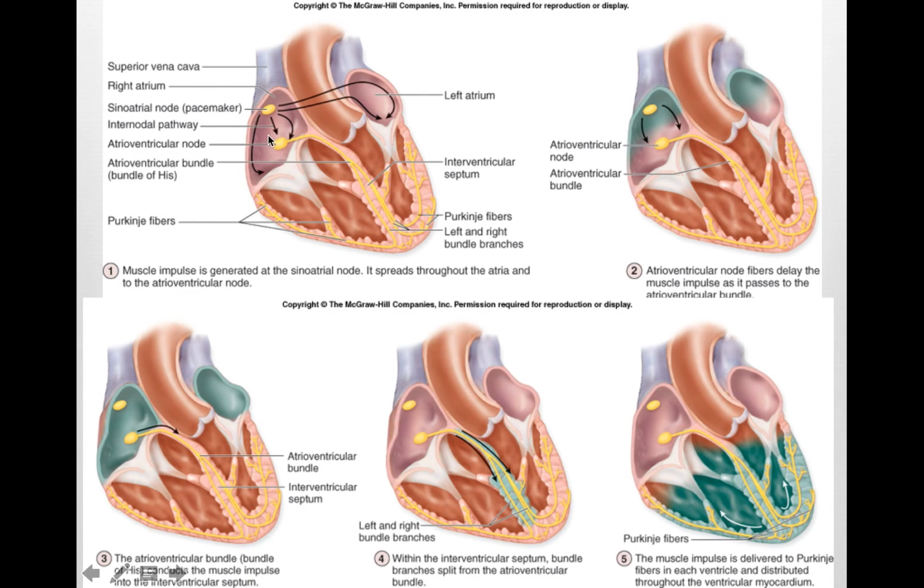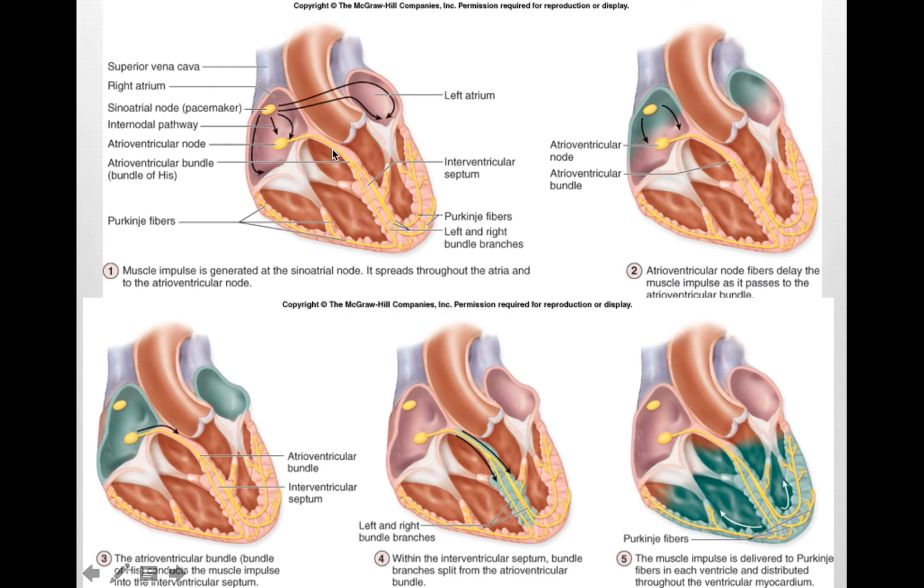So here's the SA node here, and it's up in the wall of the right atrium, okay? And via the internodal conduction pathway, that initial pace, the initial heartbeat initiation, is going to be sent from the SA node, the sinoatrial node, to the AV node, located here in the floor of the right ventricle. And from here, that initiation impulse is going to then pass through the atrioventricular bundle that we see here.